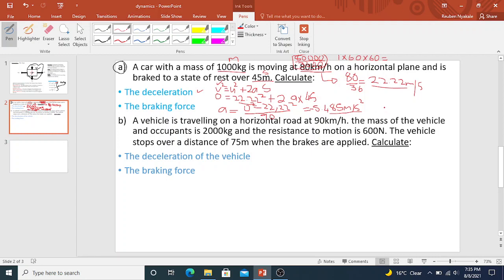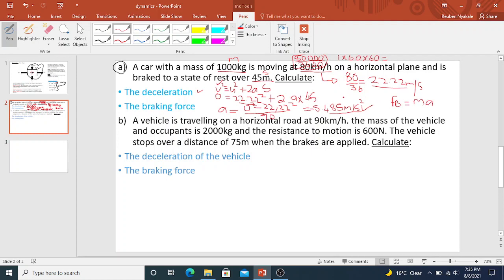Now, in calculating, we calculated the deceleration. This is your deceleration. Now they want us to calculate the braking force. The force that brought this car to rest will be F_B equals m a.